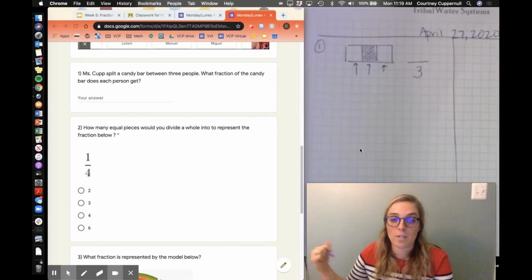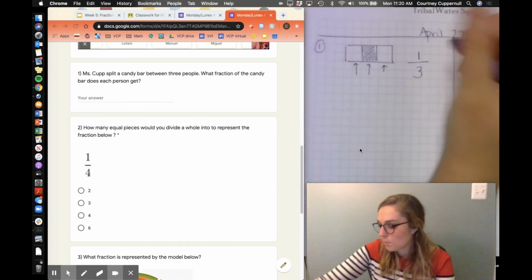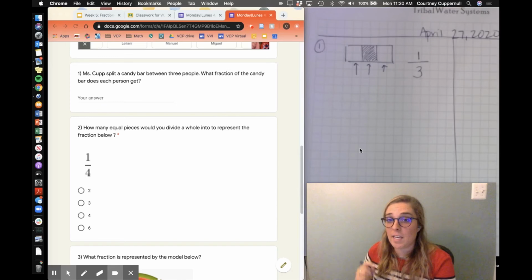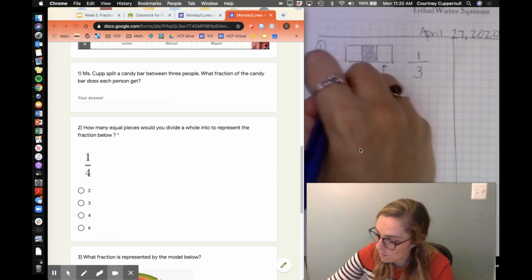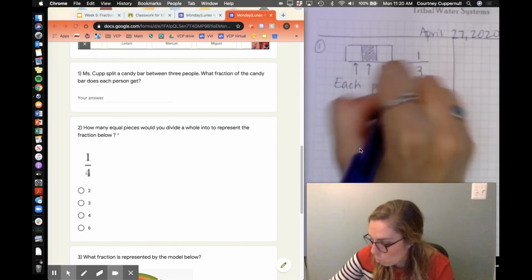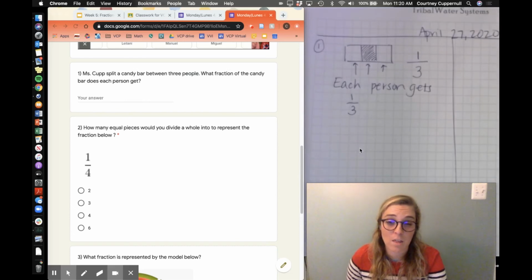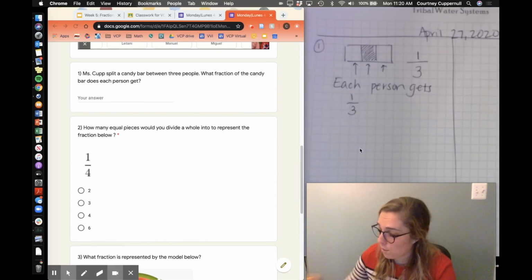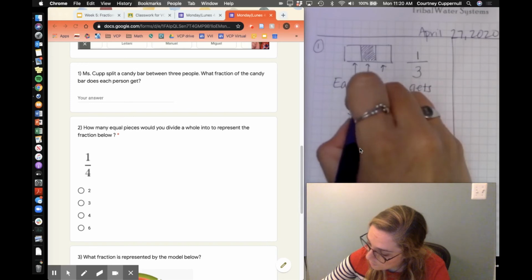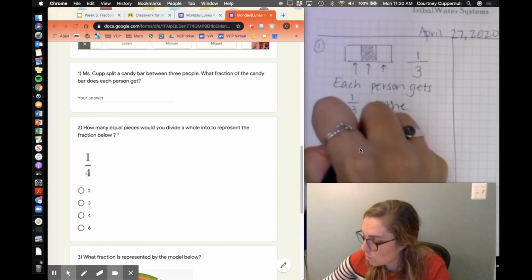How much does each person get? Okay, if there's 3 people who are splitting this candy bar and there's 3 equal pieces, each person is going to get 1 piece. So I'm going to put a 1 in my numerator, because that tells me each person is going to get 1 third. That 3 in the denominator tells me each of these pieces is a third, so each person gets 1/3 of the candy bar. I want you to go ahead and write that.